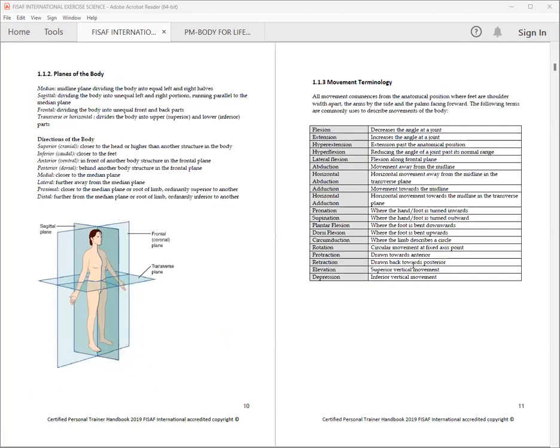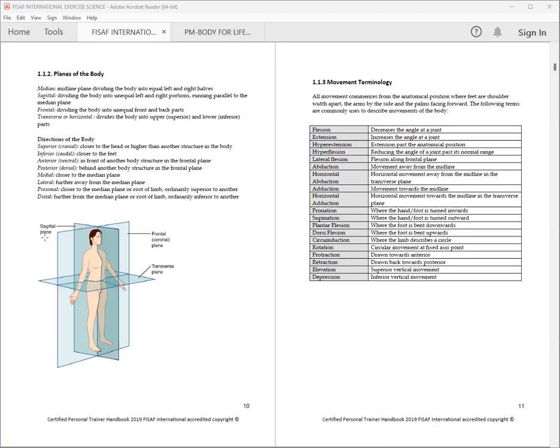Then we talked about planes. And you only need to know the 3 planes. In your book there are 4, and yesterday we added the oblique plane as well, but you don't need to know that. Basically the oblique plane is everything that is not sagittal, frontal, or transverse. Transverse is also called horizontal.